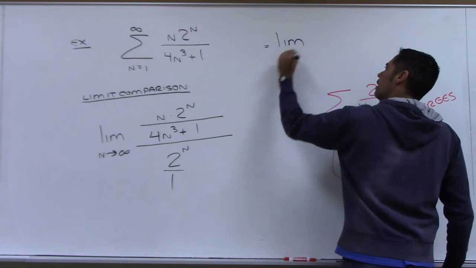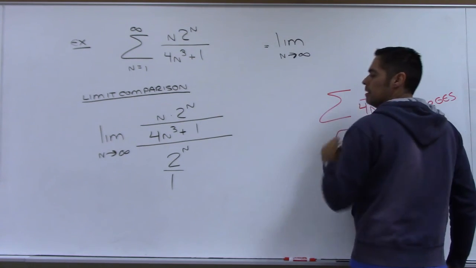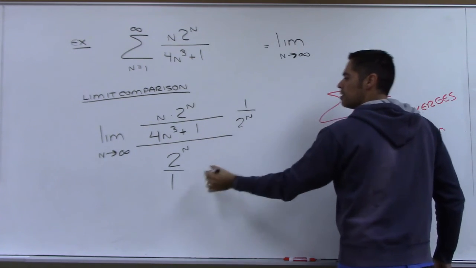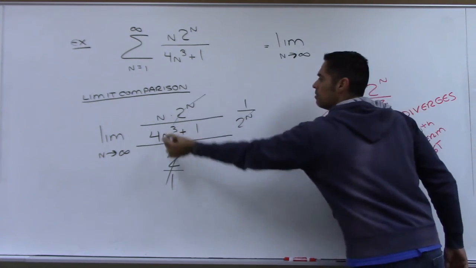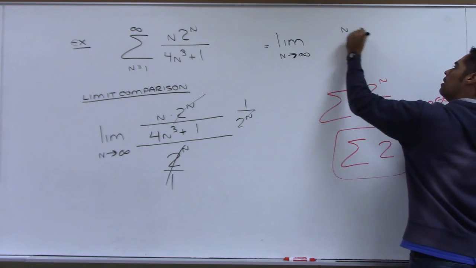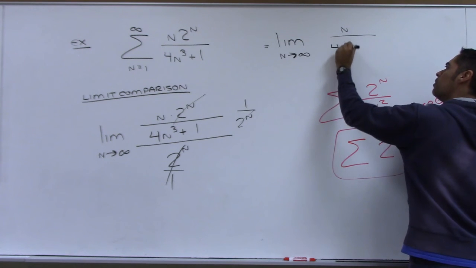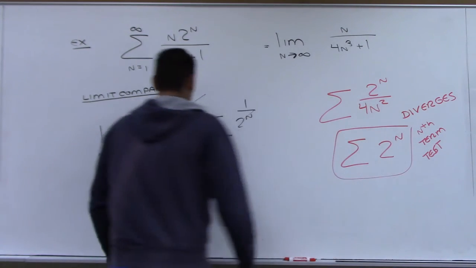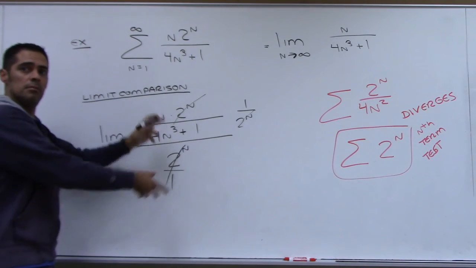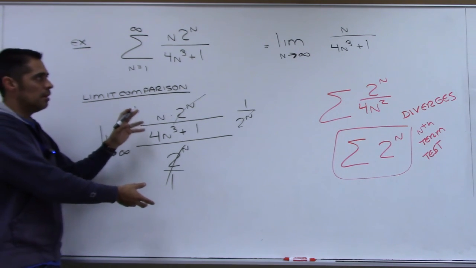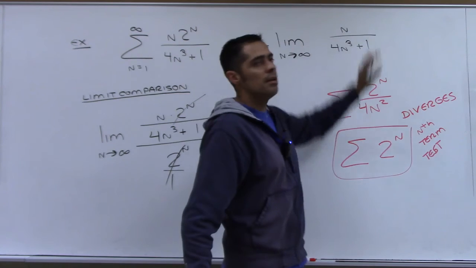Limit as n goes to infinity. So when that flips, it's like a 1 over 2 to the n, and those cancel. And you just get n over 4n cubed plus 1. Any questions on that? Sure? And so when we look at this, what's that limit?